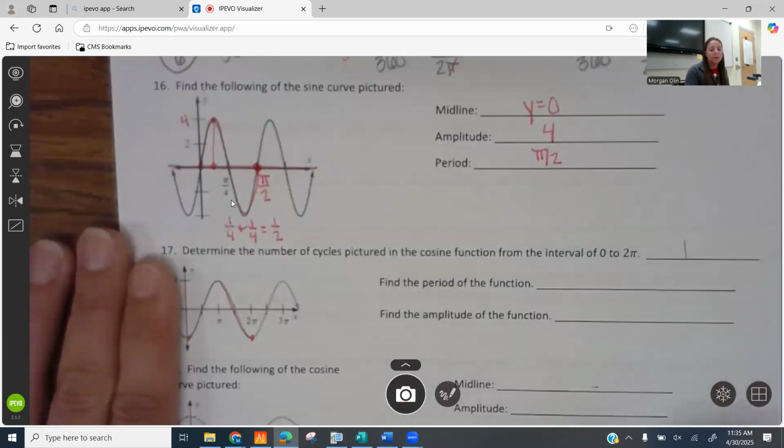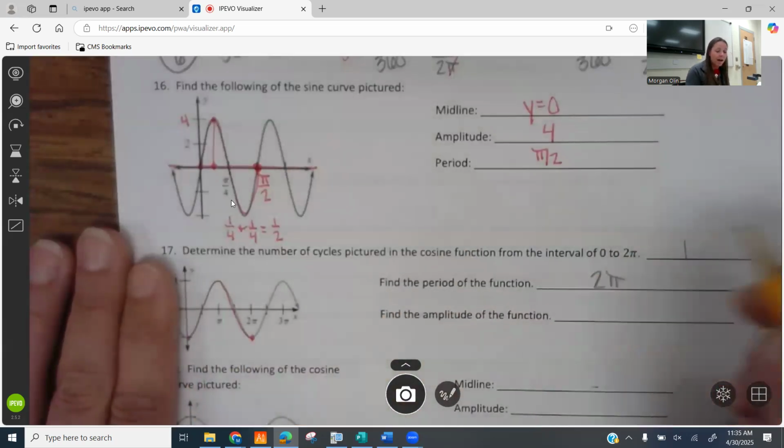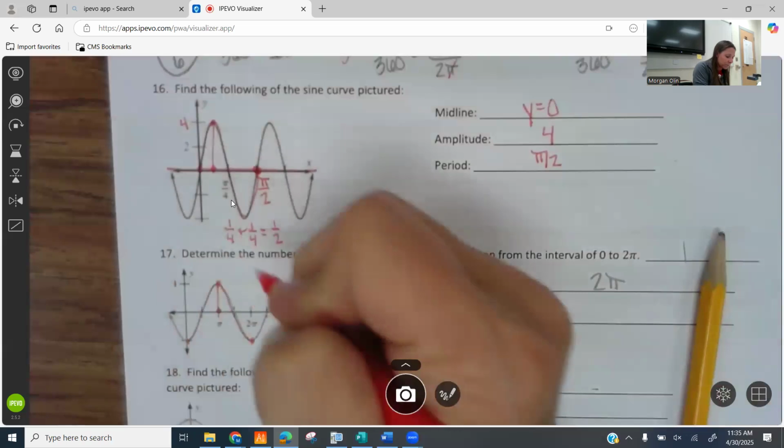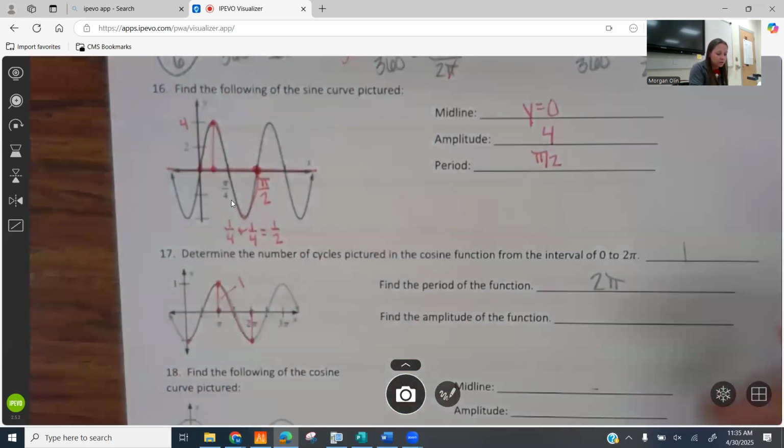All right, now find the period. Well, the period is the length of one cycle. So if this is one cycle, the length goes from 0 to 2 pi, which is a total of 2 pi. And the amplitude, again, is the distance from the midline to the max, or midline to the min. And here, this is a distance of 1. So this is our amplitude.